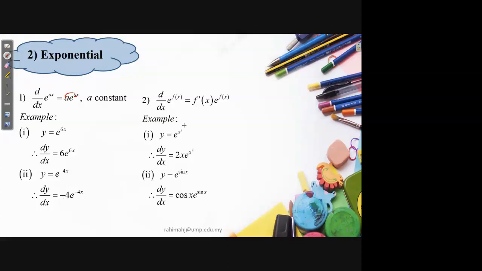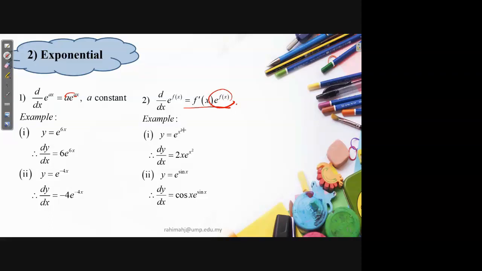Okay. Number 2, this is an alternative way. Differentiating the exponent of a function of x, in the alternative way, we have this formula. This equals e to the f of x multiplied by f prime x. Okay, so e to the x squared.